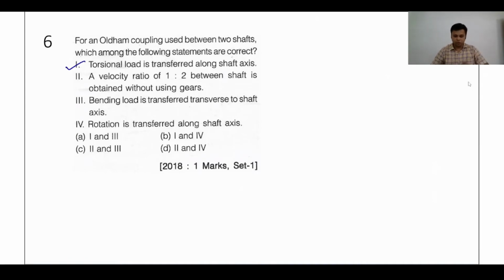Velocity ratio of 1 is to 2? No coupling will give you that. A coupling will always give you a velocity ratio of 1 is to 1, so the velocity ratio will be constant. So this is not true. Bending load? There is no bending load, only twisting load, so this is also not true. Rotation is transferred along the shaft axis. Definitely. Here what is being transferred? Rotation is being transferred. So the correct answer will be option 1, that is option B. Okay.